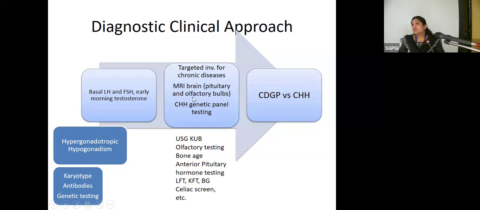But it is said that when you have some positive pointers on history, examination or your investigations for CHH, the MRI brain is diagnostic in around 30 to 40% of cases. If we don't get anything positive till now, then we can go ahead with the genetic panel, and even the genetic panel has a yield of around 50%. So after all these investigations, there might still be confusion whether we are dealing with CDGP or CHH.